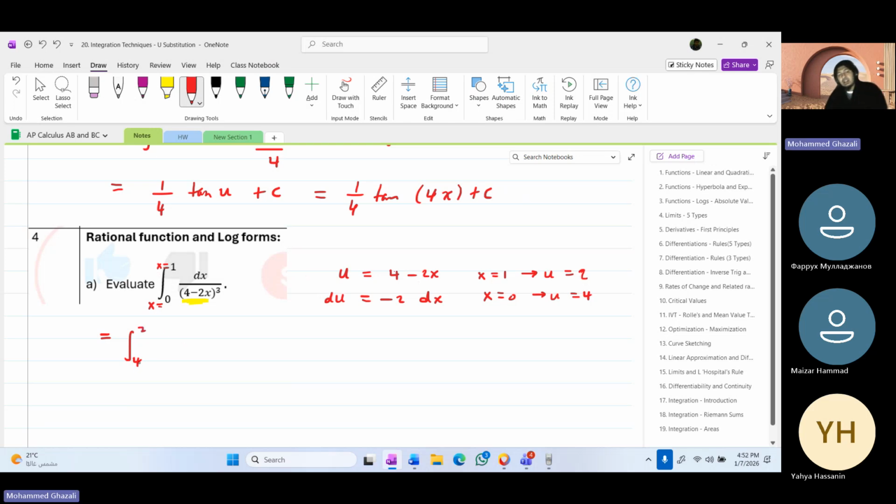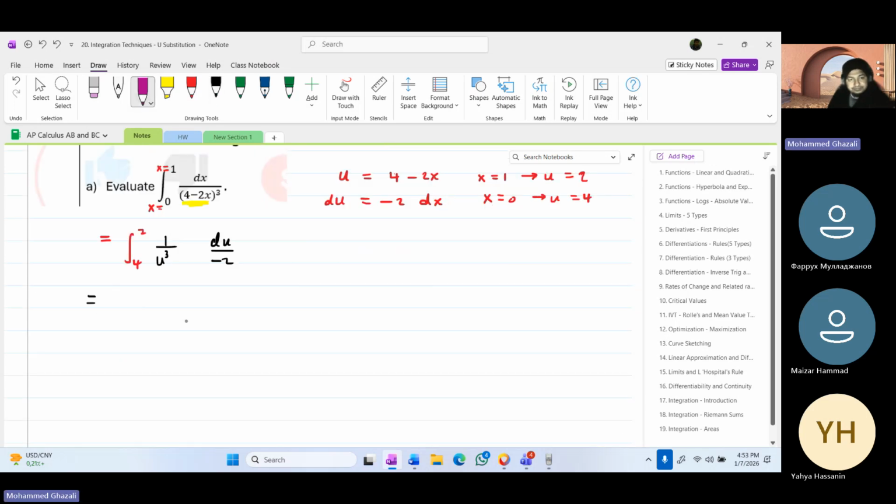Now, this is just a lower boundary and upper boundary. It doesn't mean that the lower boundary always has to be smaller than the upper boundary. It just bounds the integral. It's fine if it's from 4 to 2. Now, we're changing everything. What is dx? dx is du over negative 2. And what are we left with? 1 over 4 minus 2x, so 1 over u cubed. Are we good, guys?